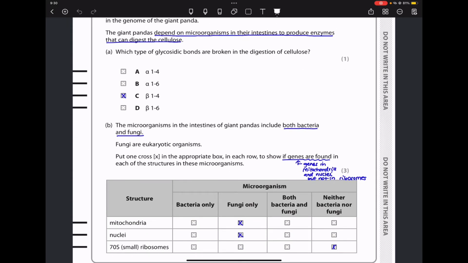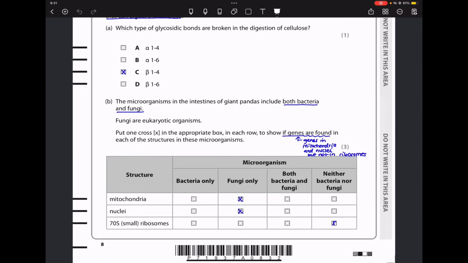broken. In part B, the microorganisms in the intestine of giant pandas include both bacteria and fungi. Fungi are eukaryotic organisms. They say put one cross in the appropriate box in each row to show if genes are found in each of the structures in these microorganisms. Of course, in mitochondria, genes are found, but in this case, only in fungi. And then for the nuclei, yes, we have only in fungi. Bacteria do not have a nucleus, so it's going to be only in fungi. In 70S ribosomes, there are no genes, so here we can conclude neither in bacteria nor fungi.